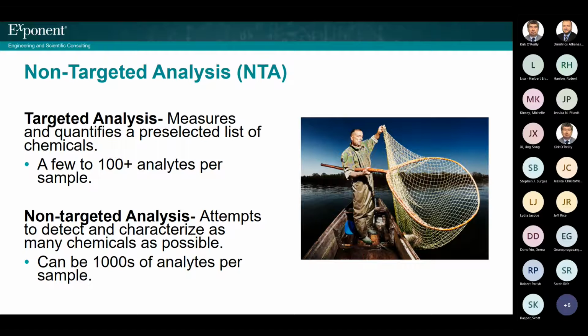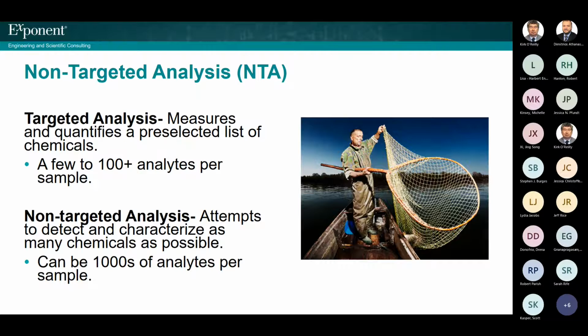So non-targeted analysis. What we normally do is targeted analysis. Whether we're looking at BTEX, a few compounds, or doing a Fisher list, we're using an approved method to identify a few to 100 plus compounds, and they're compounds that we come up with the list. We have standards. We know how to measure them. We know how to quantify them.